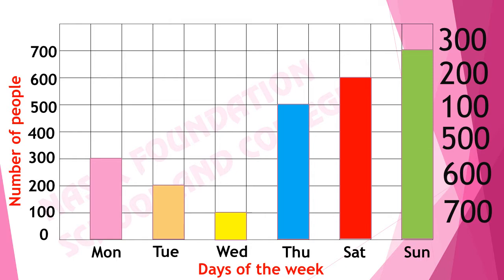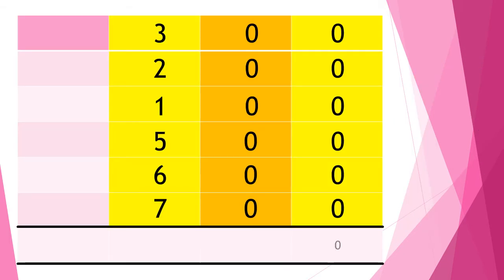To get the total number of people visited the zoo during the week, we will add all these numbers. If we add units column, there is 0. If we add 0, we get 0. In the tens column, there is also 0. If we add 0 in 0, we get 0. In the hundreds column, first number is 3. In 3, we will add 2. We get 5.